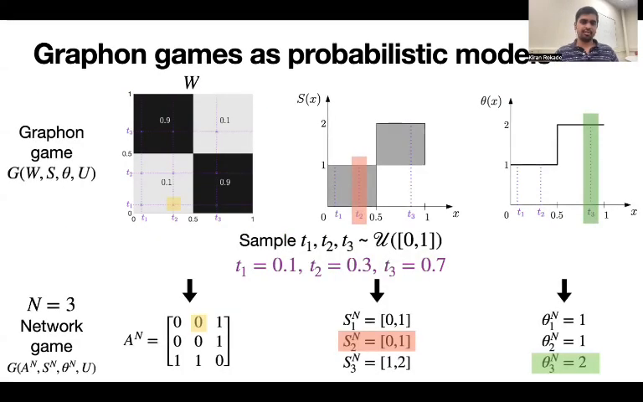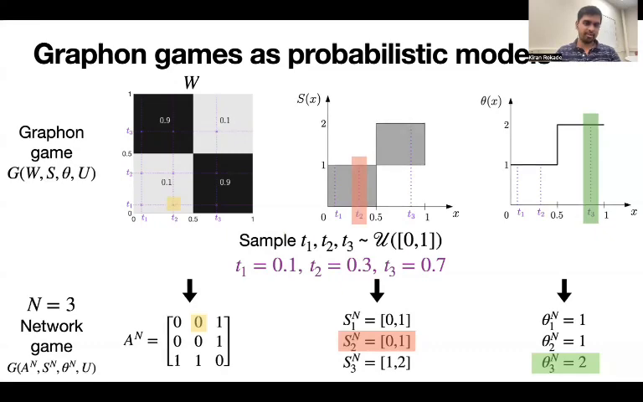So let me give you an example of this sampling procedure. Suppose I have a Graphon game which is denoted using the objects at the top. So you have a Graphon, a strategy set correspondence, and a heterogeneity function. Let's say I want to sample a network game of 3 players. So I sample 3 points, t1, t2, and t3, uniformly at random from the unit interval. And let's say these points are 0.1, 0.3, and 0.7.